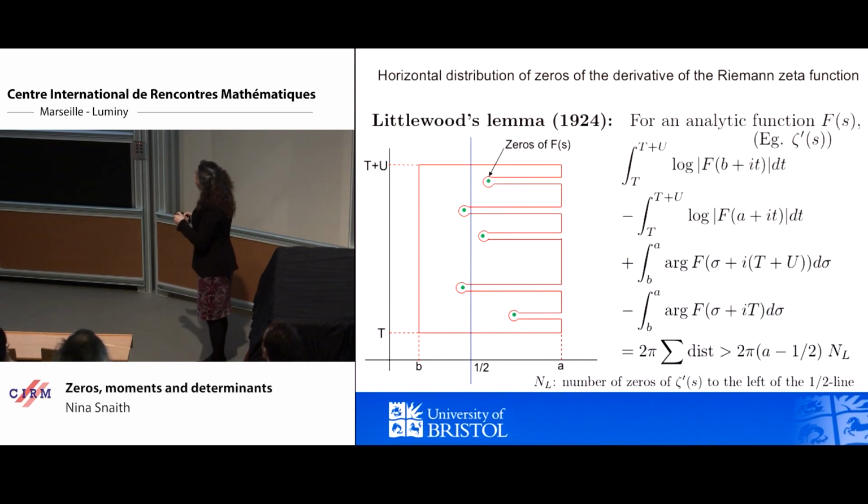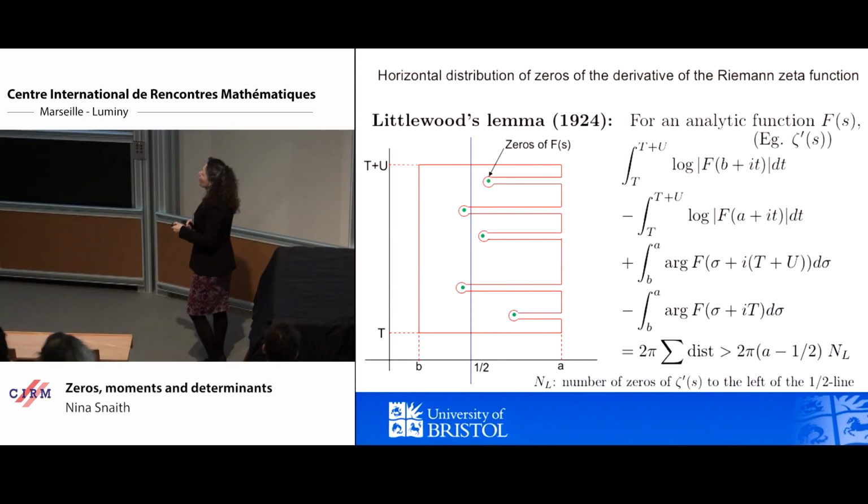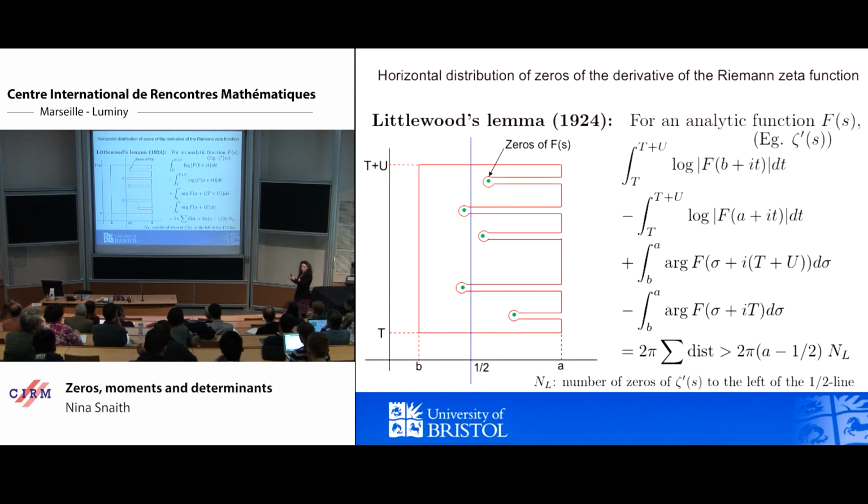And what we see on this side is that the hard thing to calculate are these averages of log of the absolute value of our function, say log of the absolute value of zeta primed, along these long sides. So here we're integrating from t up to t plus u. So we're integrating some long stretch up the side of the rectangle. And this is the thing that's hard to calculate if f is the derivative of zeta. But the point is that this expression relates averages of values of zeta primed with a bound on the number of zeros of zeta primed to the left of the half line.